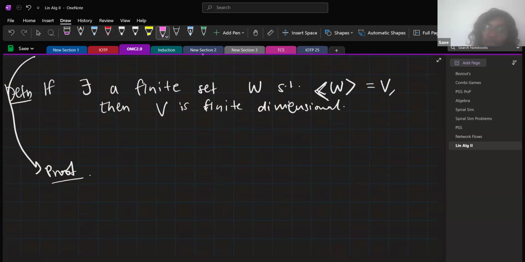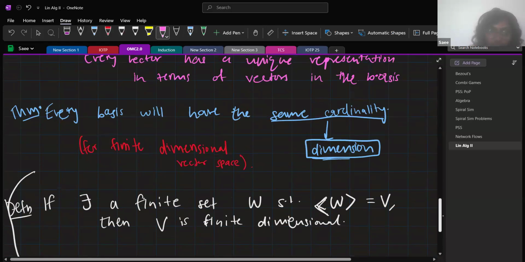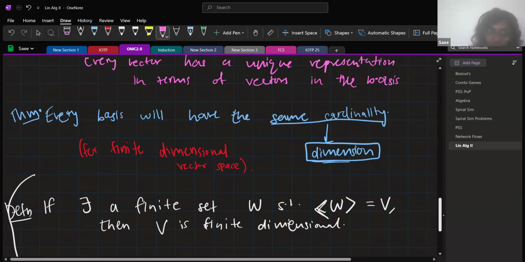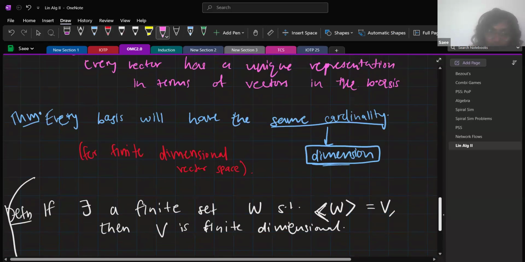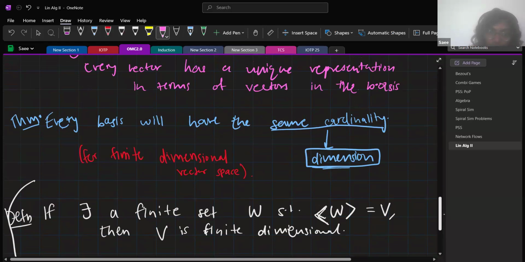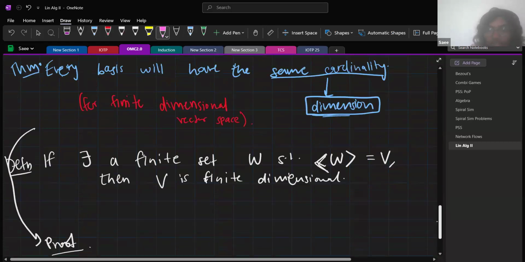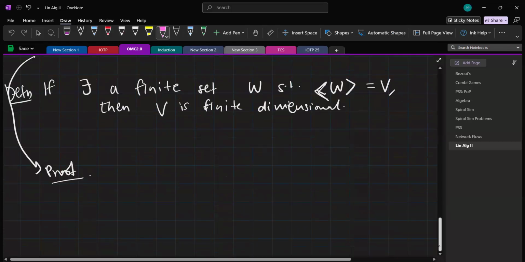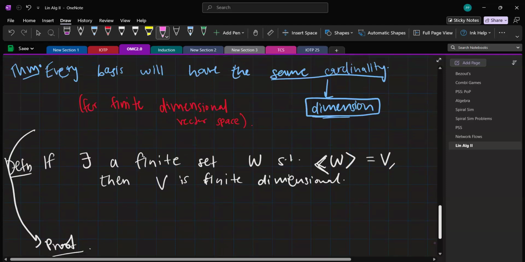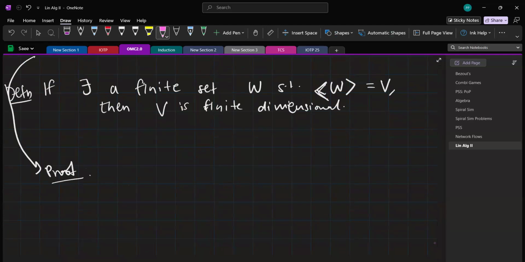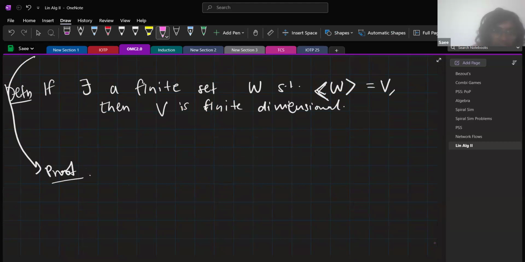So any ideas for where to start? What's a good starting point? A basis is maximally linearly independent. So if there were two bases with different cardinality, maybe we'll have an extra vector. That's a good idea.